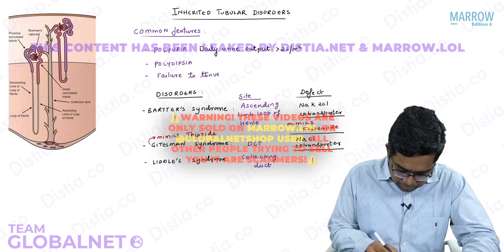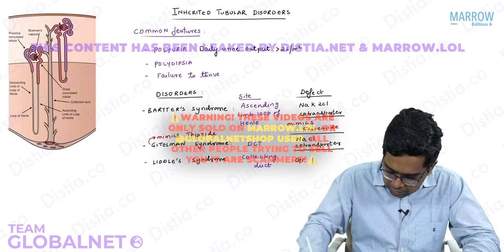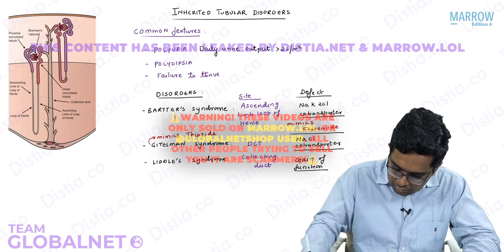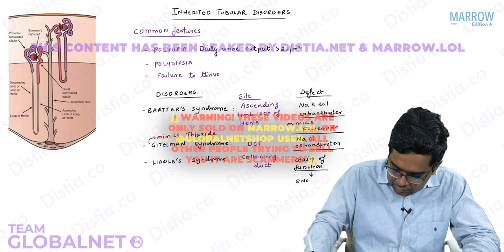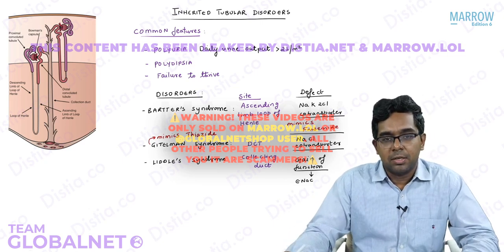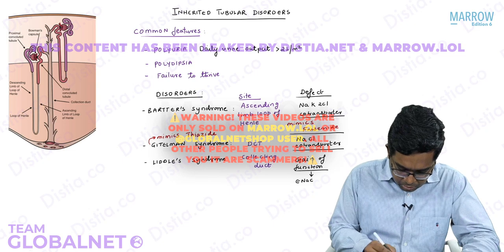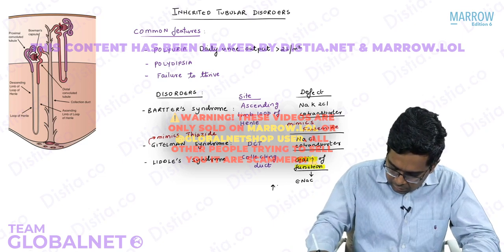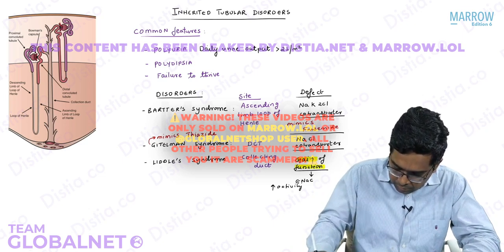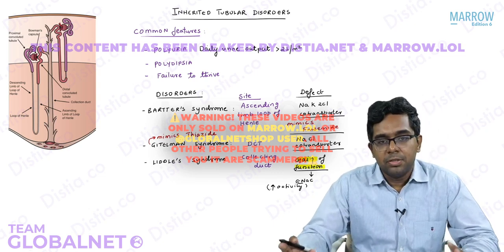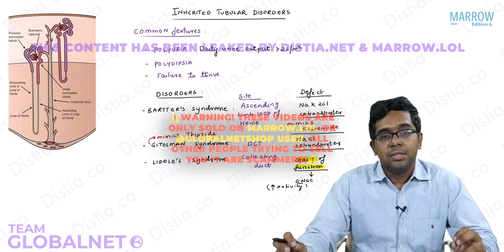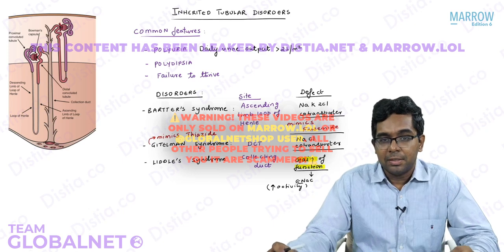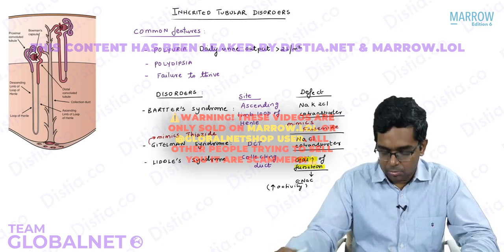In Liddle syndrome, the defect is a gain of function mutation in the gene which codes for a channel called ENaC, which is the epithelial sodium channel. Whenever there is a gain of function mutation, remember that there is an increased activity of this channel. This is very important to note, because in the previous 2 scenarios of Bartter and Gitelman, I said there is no activity of the co-transporter. But in Liddle syndrome, there is an increased activity of the epithelial sodium channel. That's a basic difference which you need to know about.